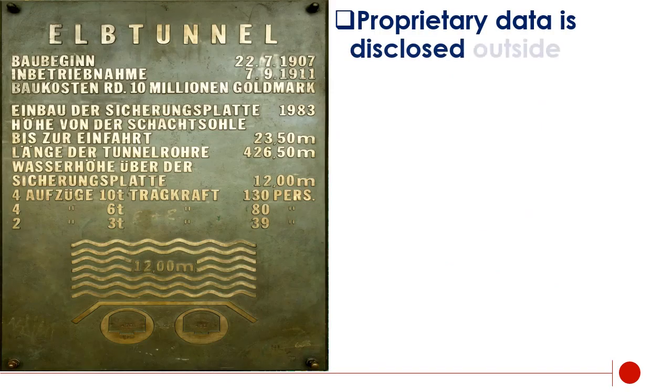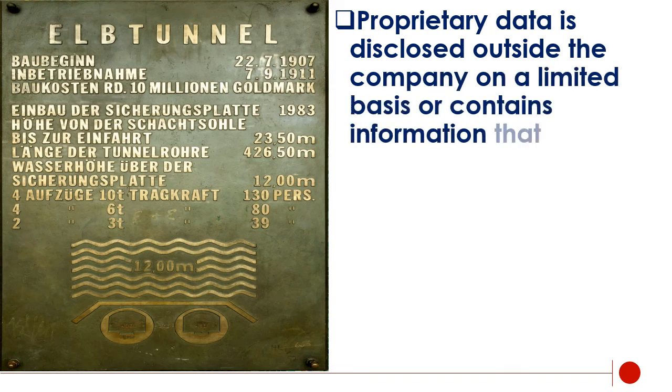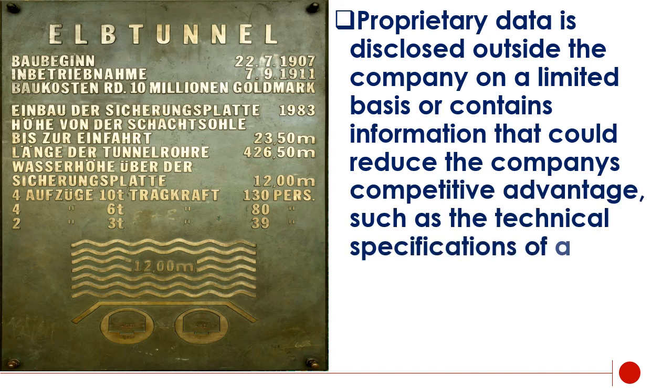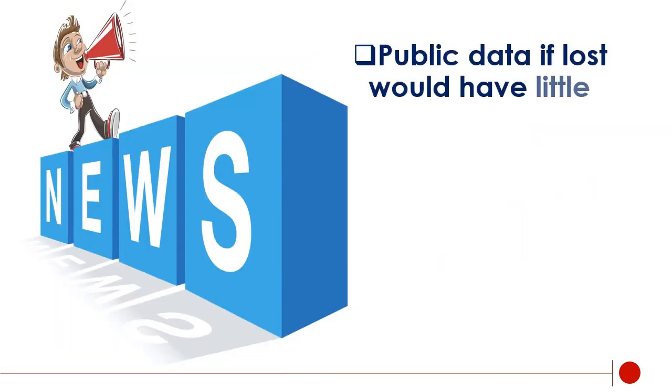Proprietary data is disclosed outside the company on a limited basis or contains information that could reduce the company's competitive advantage, such as the technical specifications of a new product. Public data, if lost, would have little or no impact on risk levels.